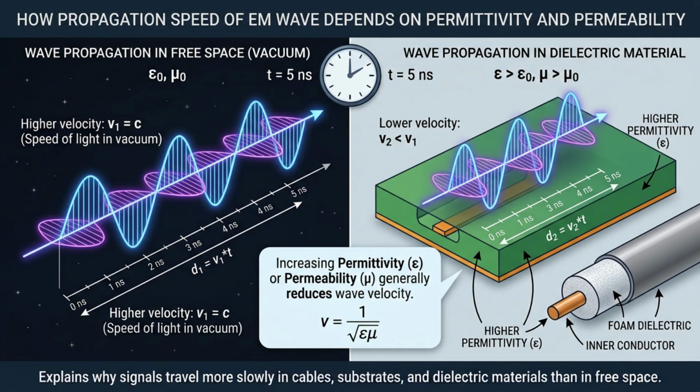Mathematically, the propagation speed of an electromagnetic wave depends on both permittivity and permeability. Increasing either parameter generally reduces wave velocity. This explains why signals travel more slowly in cables, substrates, and dielectric materials than in free space.